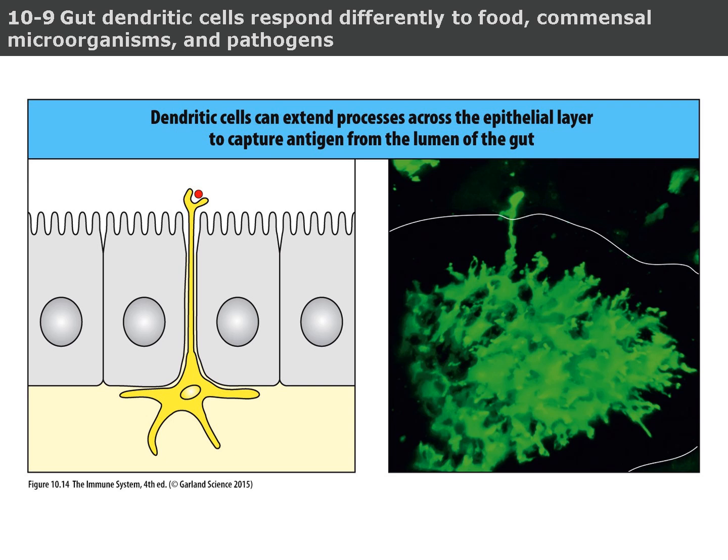This image highlights their unique ability to extend long cellular processes, called dendrites, through tight junctions between epithelial cells. By reaching across the epithelial barrier, these dendritic cells are able to sample antigens directly from the gut lumen. This allows them to distinguish between food particles, commensal microorganisms, and harmful pathogens. Once an antigen is captured, dendritic cells process it and present it to T cells, helping to shape an appropriate immune response. This mechanism supports a balance between immune defense and tolerance in the intestinal environment.